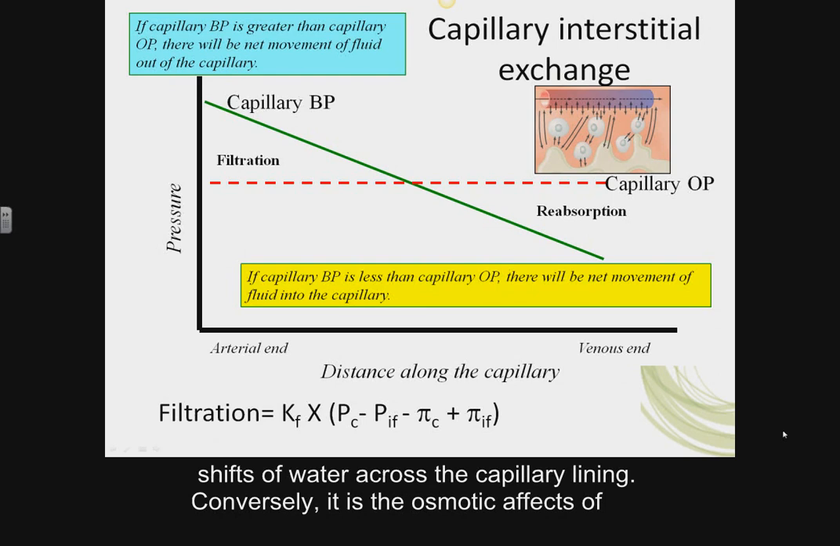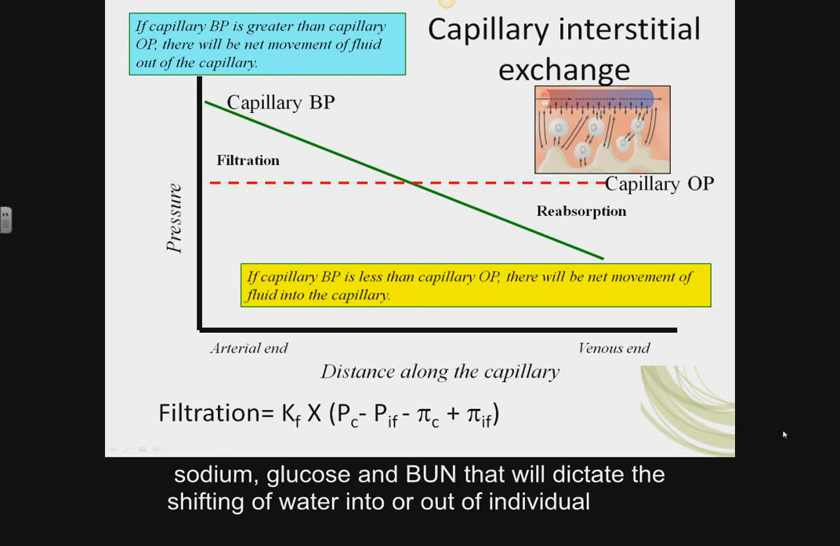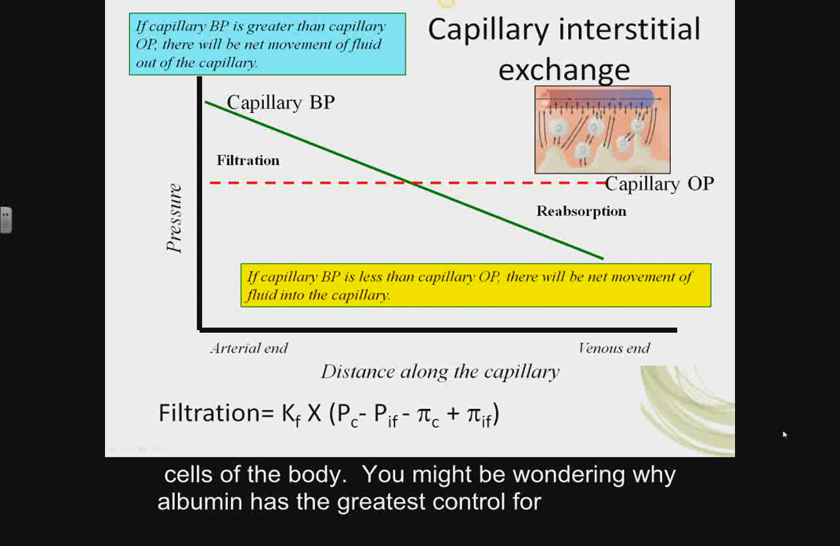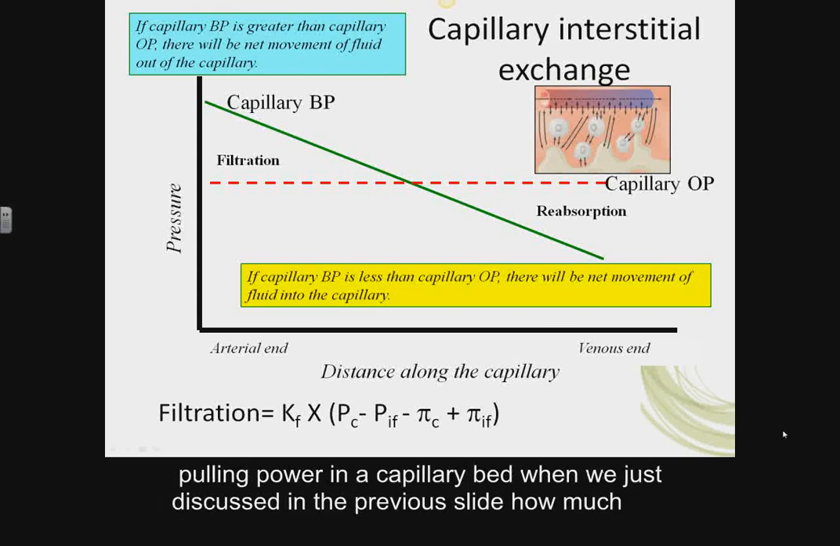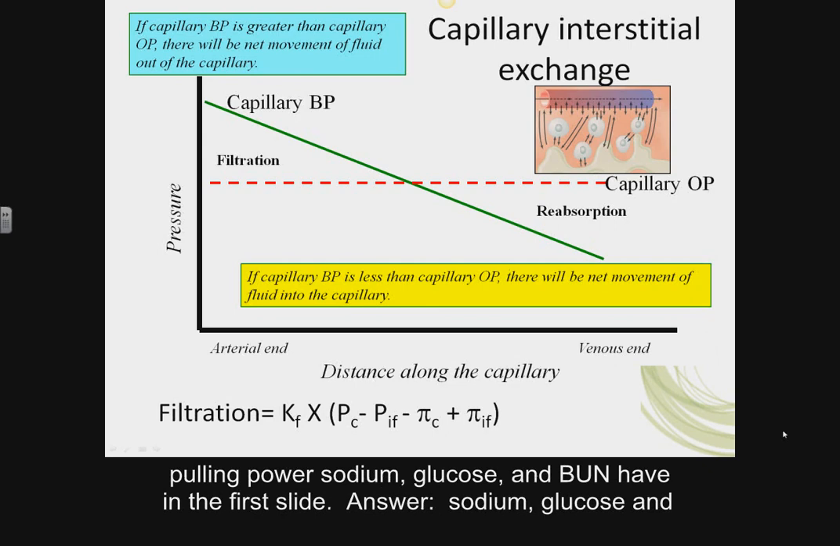Conversely, it is the osmotic effects of sodium, glucose, and BUN that will dictate the shifting of water into or out of individual cells in the body. You might be wondering why albumin has the greatest control for pulling power in a capillary bed when we just discussed in the previous slide how much pulling power sodium, glucose, and BUN have in the first slide.